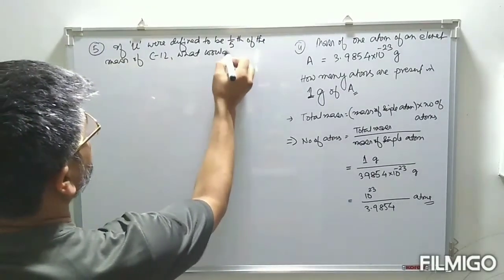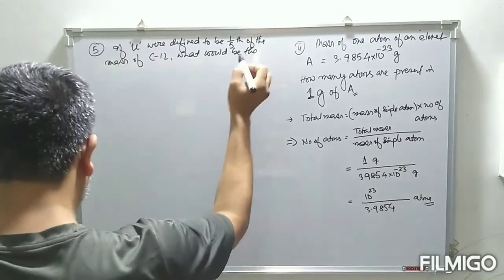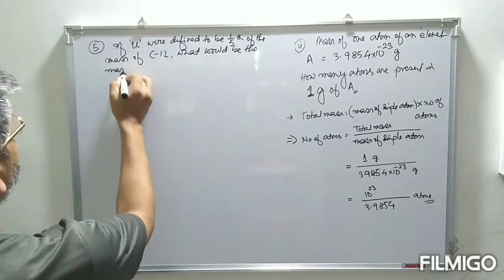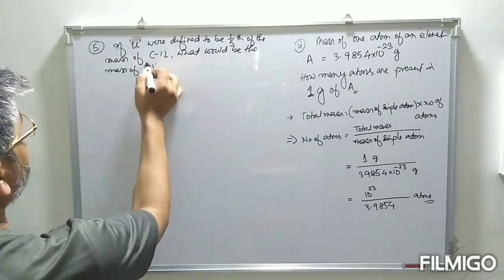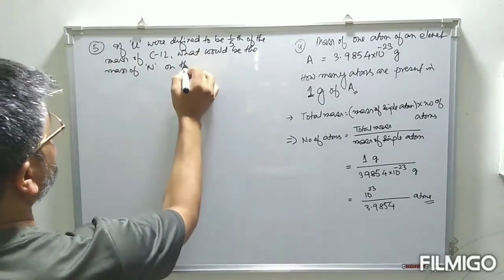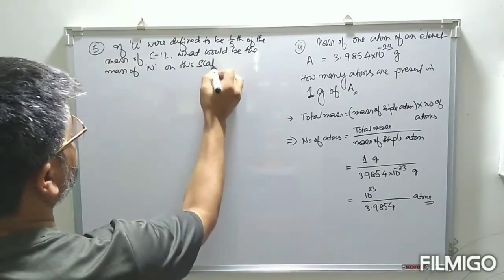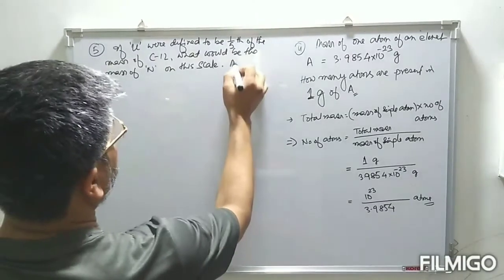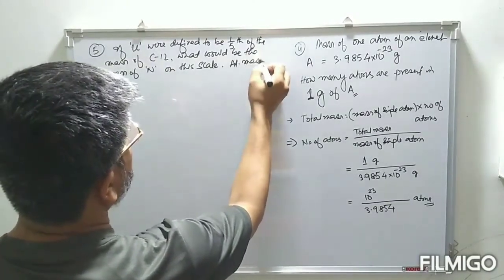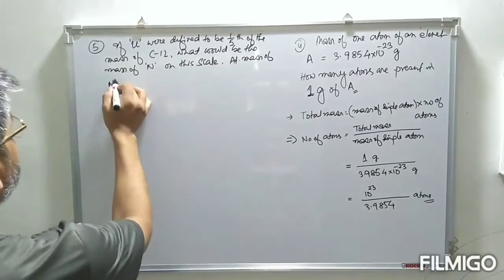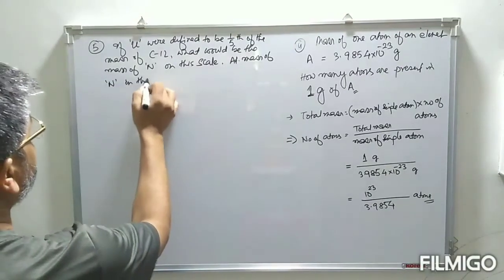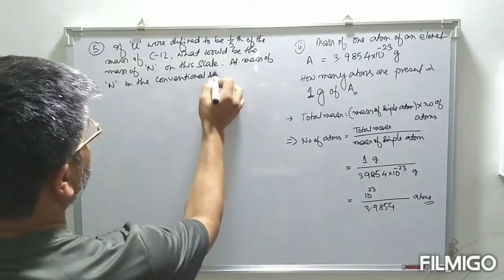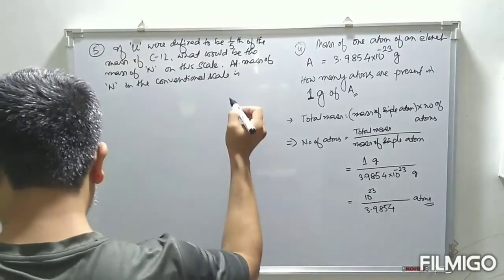what would be the mass of nitrogen atom on this scale? That is a new scale. Atomic mass of nitrogen in the conventional scale is 14.